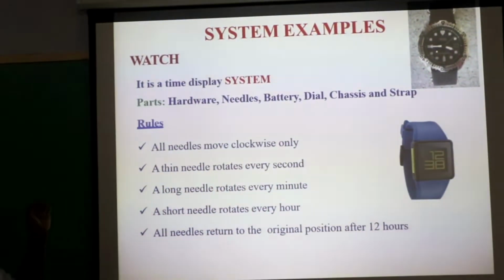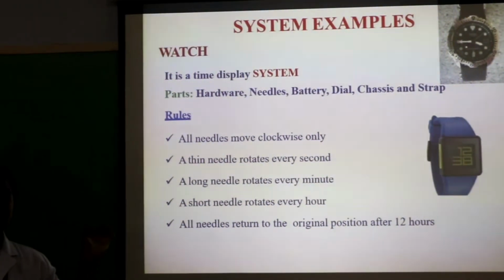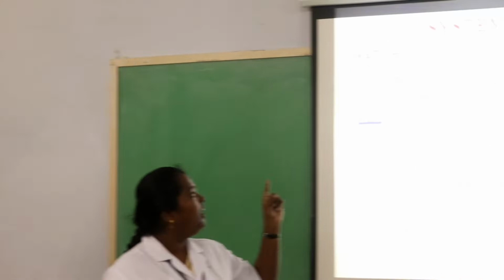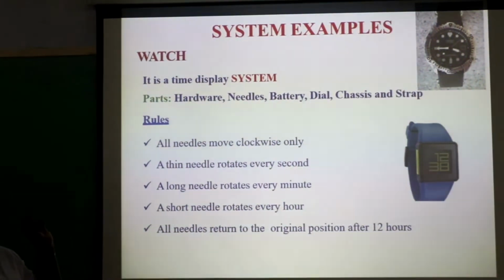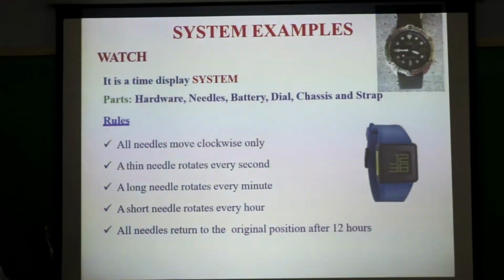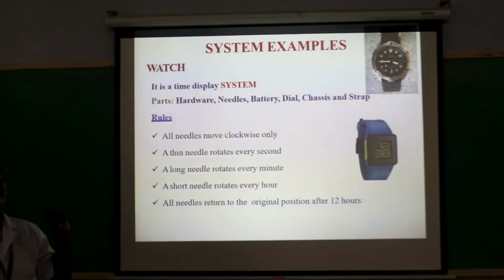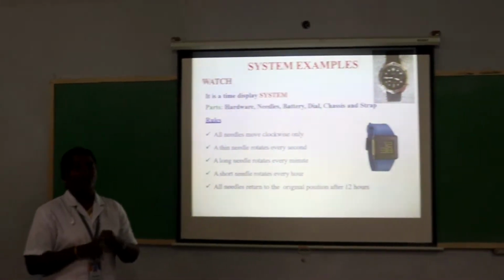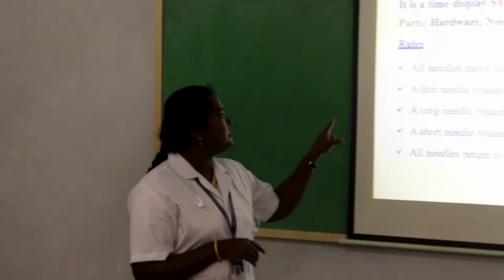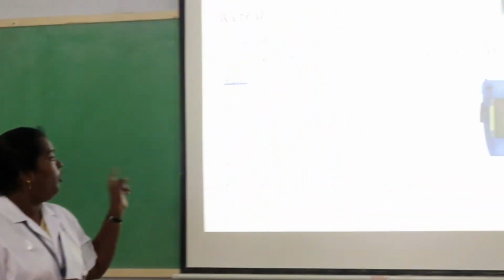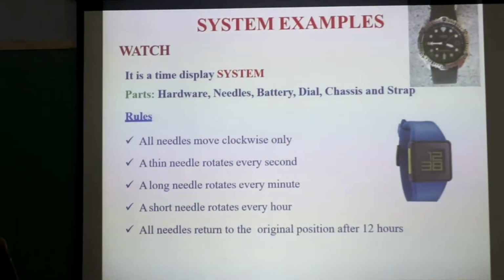Next, we have to discuss the basic examples of a system. Let us consider a basic piece of equipment, the watch. What is the function of a watch? It shows the time. And what parts are available in the watch? The hardware: needles, batteries, dial, chassis and straps. It consists of a set of rules. The watch has needles, right? All the needles move in the clockwise direction only. It consists of three needles: a thin needle, a long needle and a shorter needle. The thin needle rotates every second, the long needle rotates every minute, and the short needle rotates every hour. Once the condition is satisfied, all the needles return to the original position after 12 hours from the starting point.